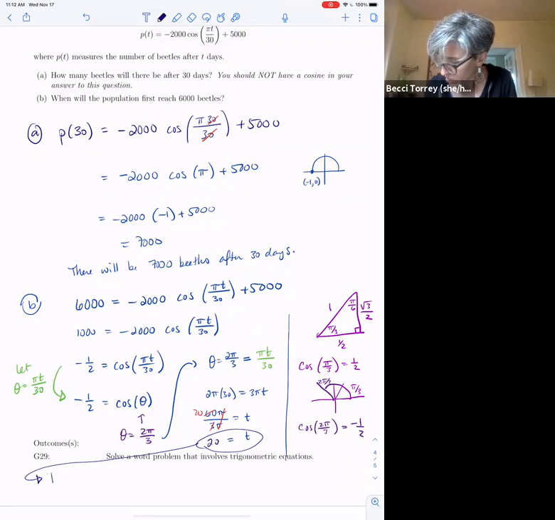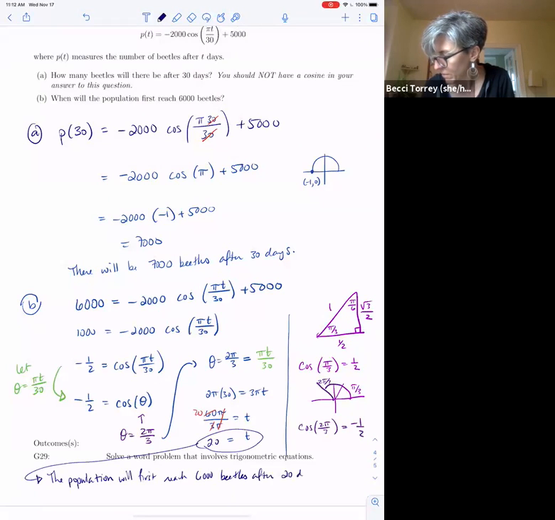So we say the population will first reach 6,000 beetles after 20 days. And just as a sort of reality check to make sure our model is working out, right?